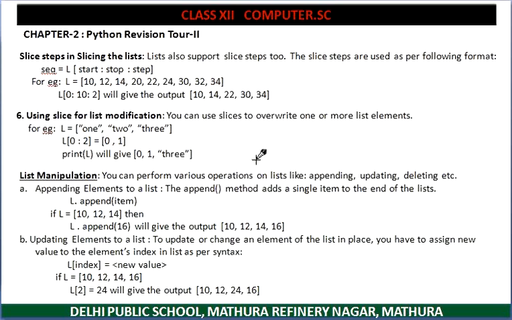Appending means with the help of the append function you can add a single item to the end of the list. Syntax is l.append(item). If l is equal to [10, 12, 14], then l.append(16) will add the item 16 at the end of the list and give the output 10, 12, 14, 16. So with the help of the append function you can add a single item to the end of the list.